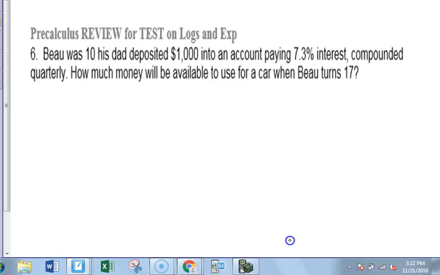All right. How would we do this one? Are there any monthly payments involved here? Is it an annuity? Is it a retirement account? Is it a car or a house payment? No payments at all, right? So it's just a compound interest question. $1,000, how long did it stay there though?